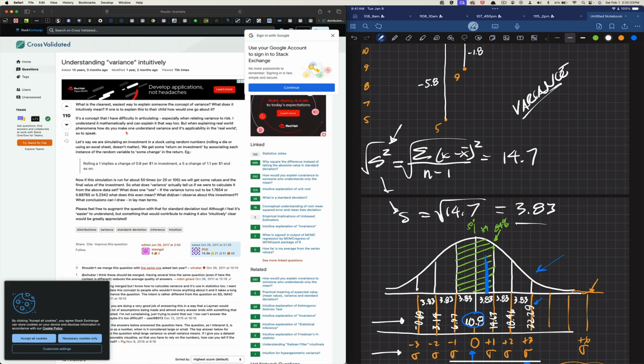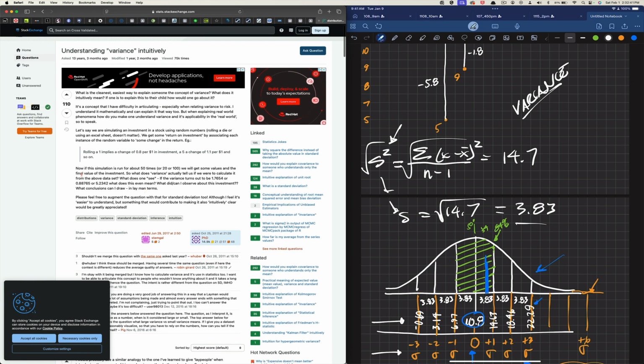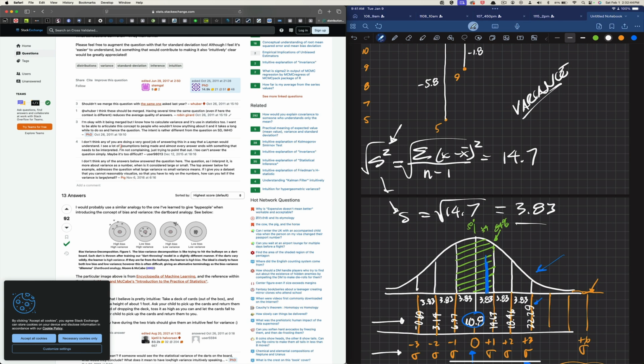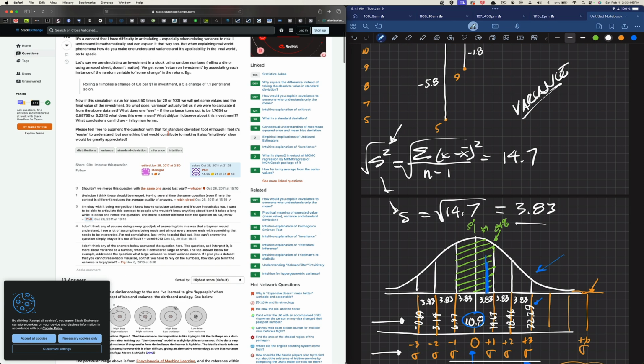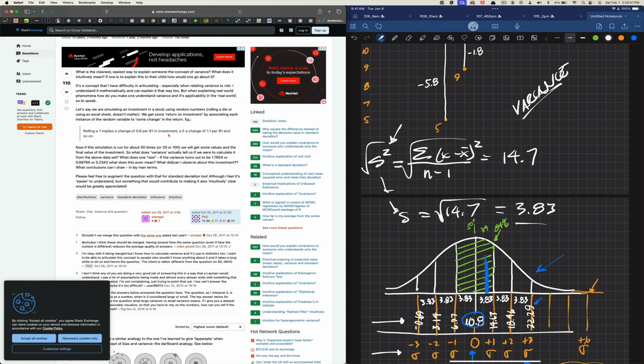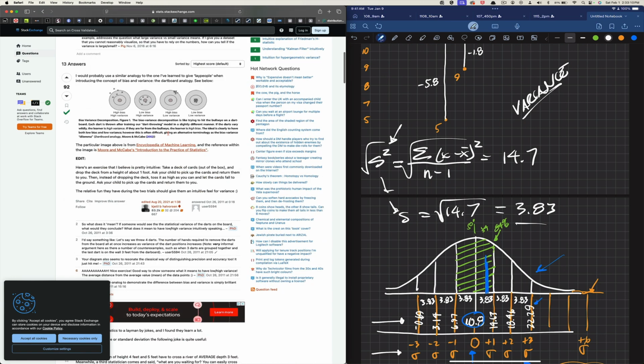Intuitively, yes. So this is somebody asking on, what is this, Stack Exchange? What is the cleanest, easiest way to explain the concept of variance? Somebody asked last year. Okay, I would probably use a similar analogy to the one I've learned to give laypeople, that's just normal people like me and you, when introducing the concept of bias and variance, the dartboard analogy seen below. Bias variance, we don't need bias variance. Why didn't this person ask about bias variance? They asked about variance. Let's see what he says.